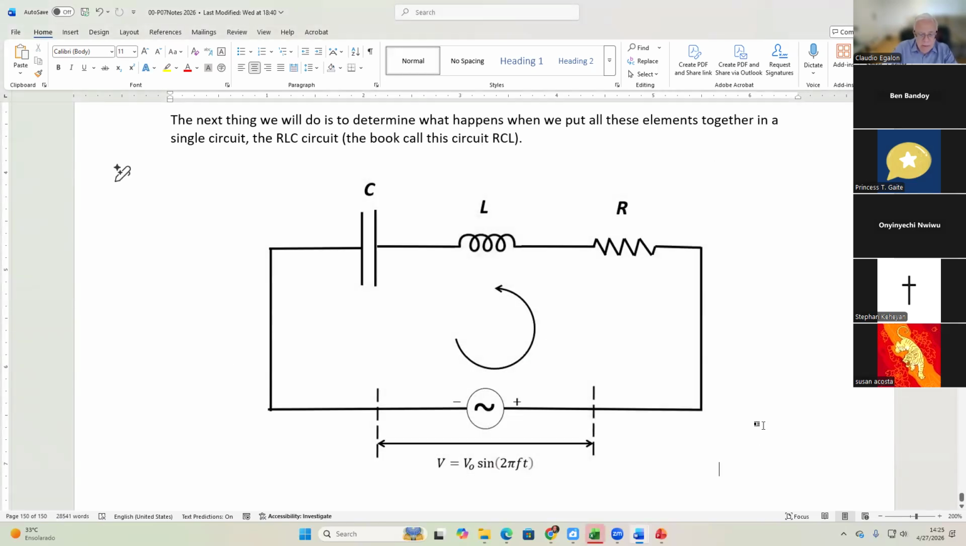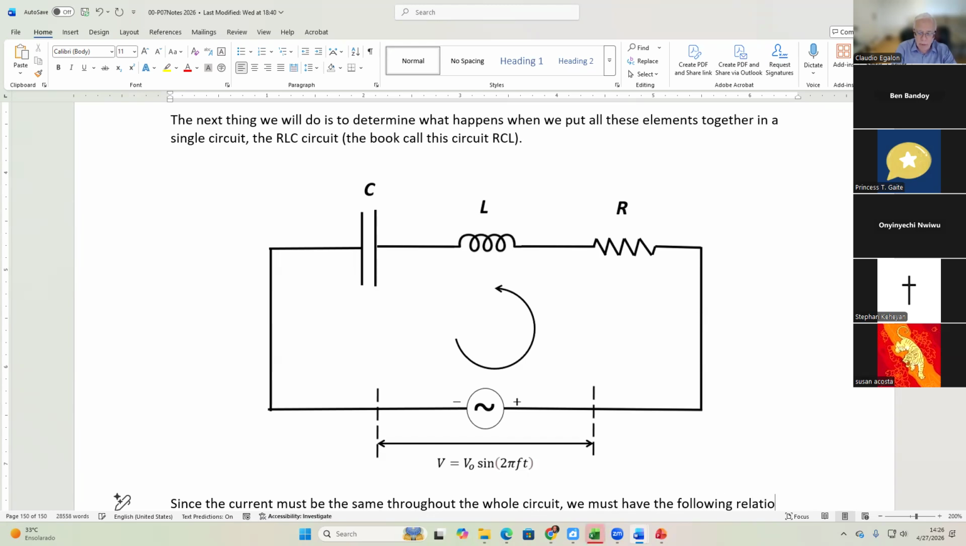Since the current must be the same throughout the whole circuit, we must have the following relation, the following equality.